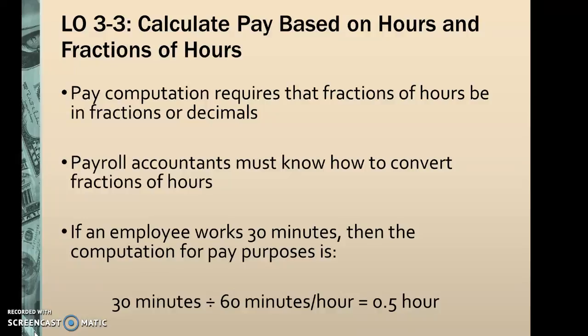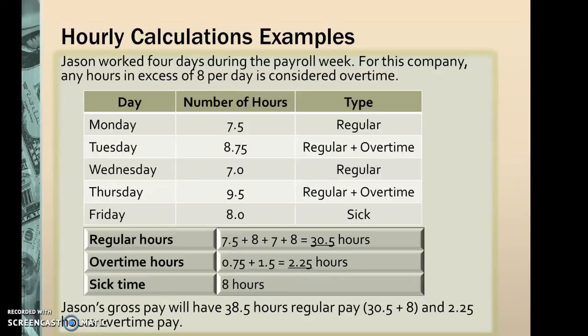An example would be if an employee works 30 minutes, then the computation for pay purposes would be 30 minutes divided by 60 minutes in an hour, which would be half an hour. Now, for some examples: Jason worked for 4 days during the payroll week, and this is located in your book on page 96. For this company, any hours exceeding 8 hours per day is considered overtime.